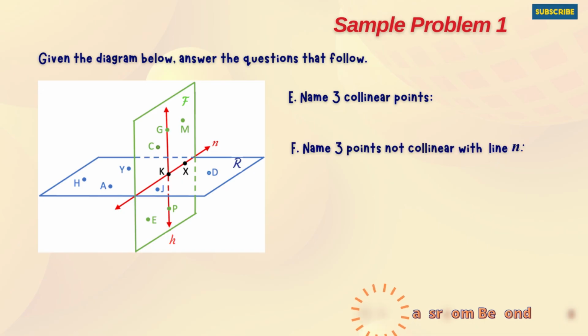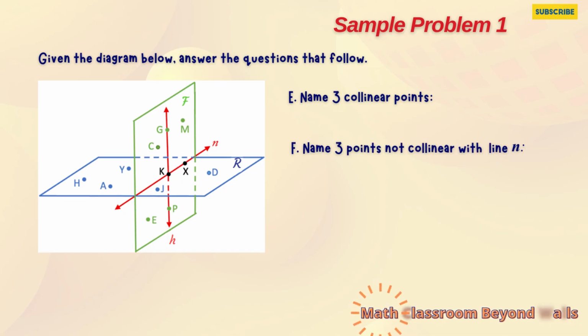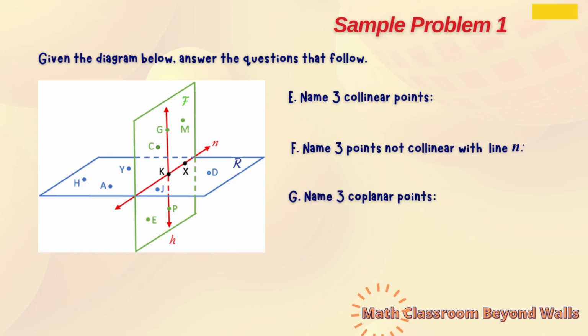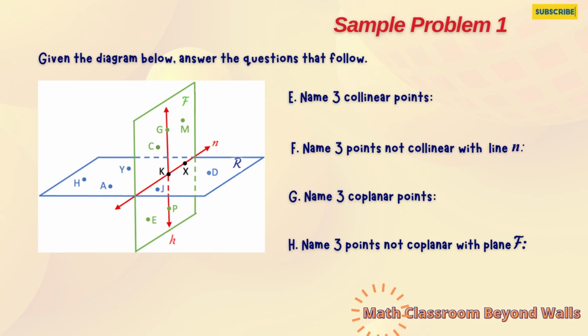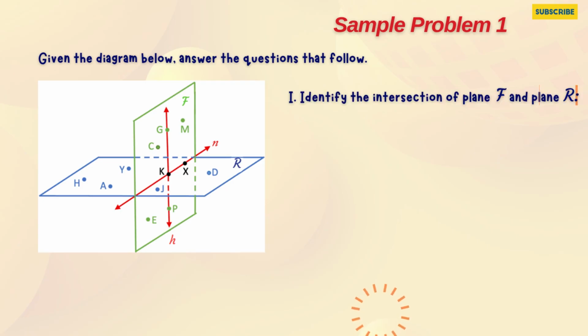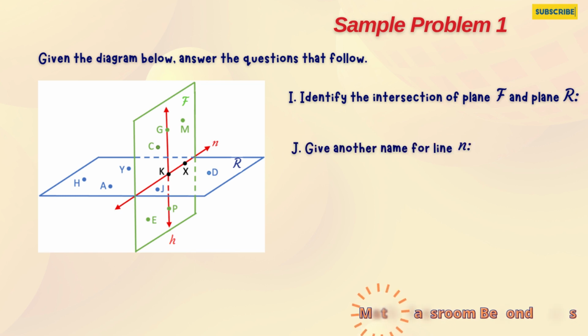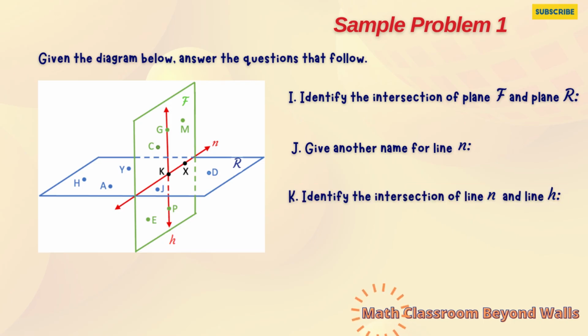Question F, name 3 points not collinear with line N. Question G, name 3 coplanar points. Question H, name 3 points not coplanar with plane F. Question I, identify the intersection of plane F and plane R. Question J, give another name for line N. Question K, identify the intersection of line N and line H.